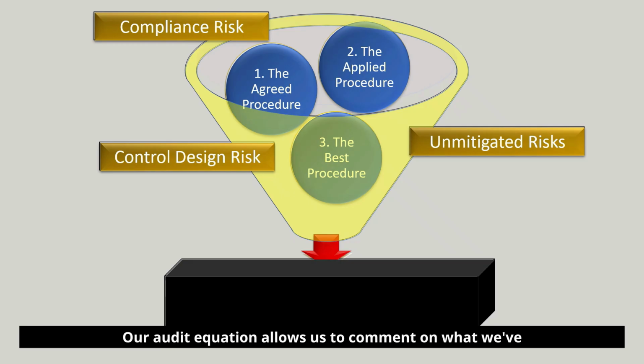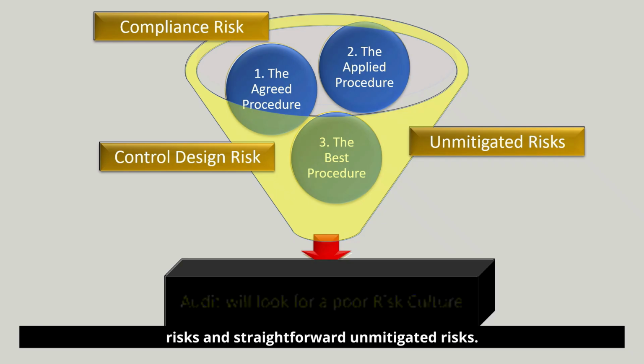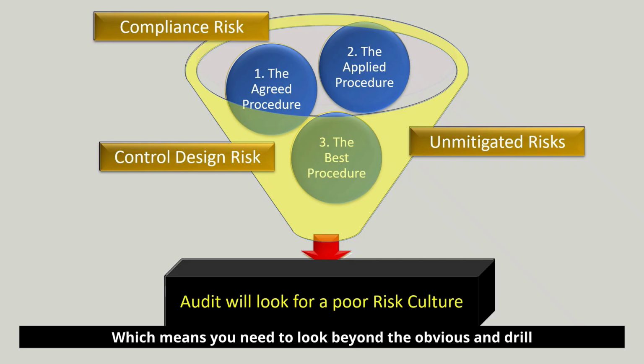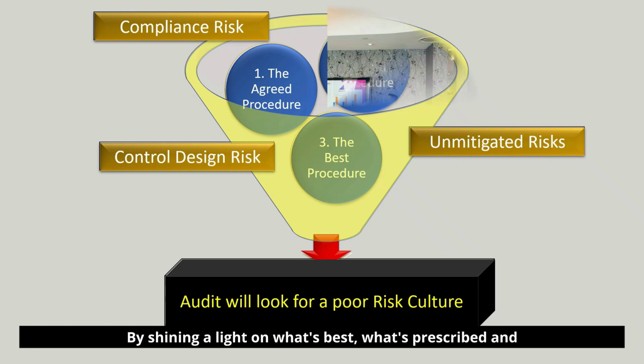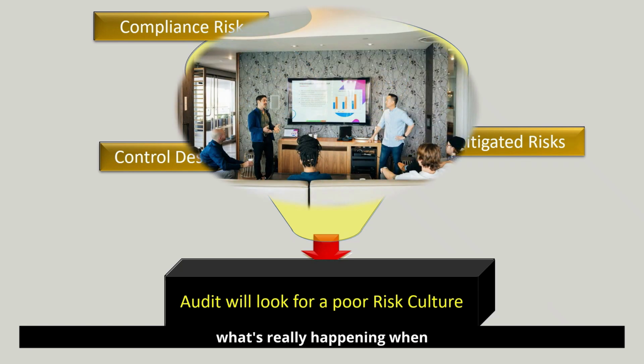Our audit equation allows us to comment on what we've called control design risks, compliance risks, and straightforward, unmitigated risks. Which means you need to look beyond the obvious and drill down into the realities of what's happening in the area being reviewed. By shining a light on what's best, what's prescribed, and what's really happening when dealing with threats and opportunities at work, and sounding the alarm if this means we're getting way too close to real dangers.